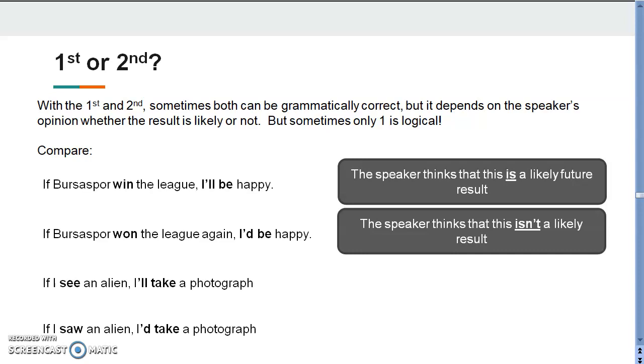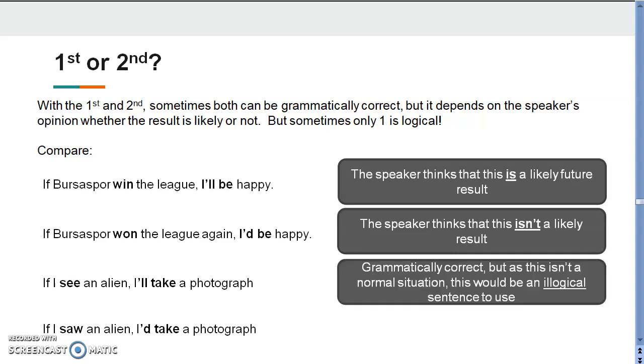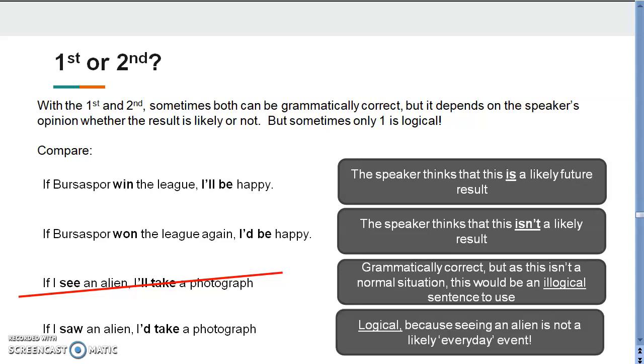Also these examples. If I see an alien, I'll take a photograph. Grammatically, it's correct, but it isn't a normal situation, so this is illogical. If you say that, if I see an alien, I'll take a photograph, maybe people will think you're a little bit crazy, although it is possible. It's more logical to say, if I saw an alien, I'd take a photograph. So in this situation, although both are grammatically correct, there is only one true right answer, and that is the second conditional, because most people would agree that it is an unlikely, or at best, an imaginary situation.